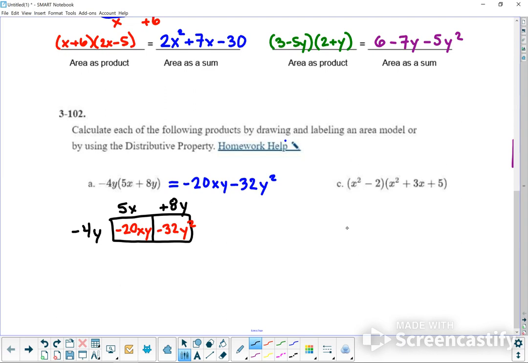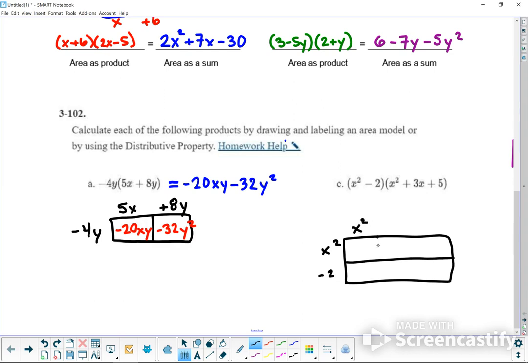Okay, this one's going to be a little bit bigger. I'm going to put it a little further down because I will need a little space. This one is an x squared minus 2. There's only 2 terms, so I'm going to split it like that. This one's going to be x squared plus 3x plus 5. Go ahead and do the math.